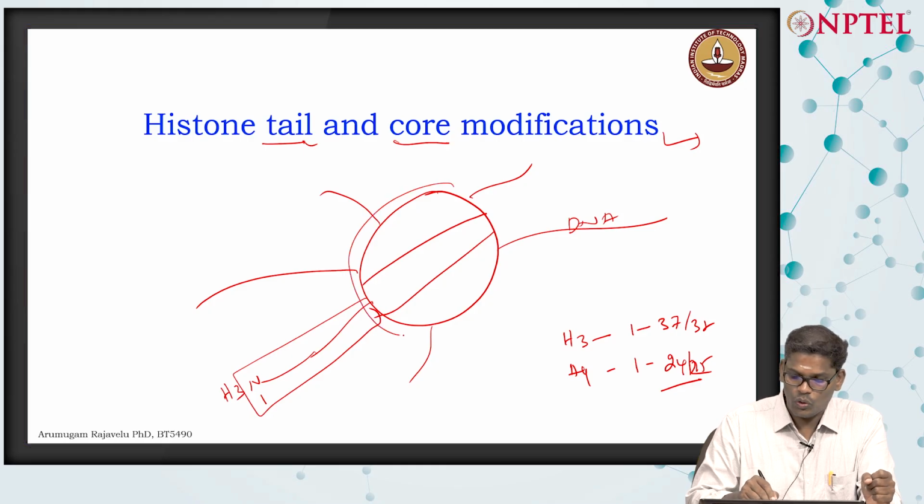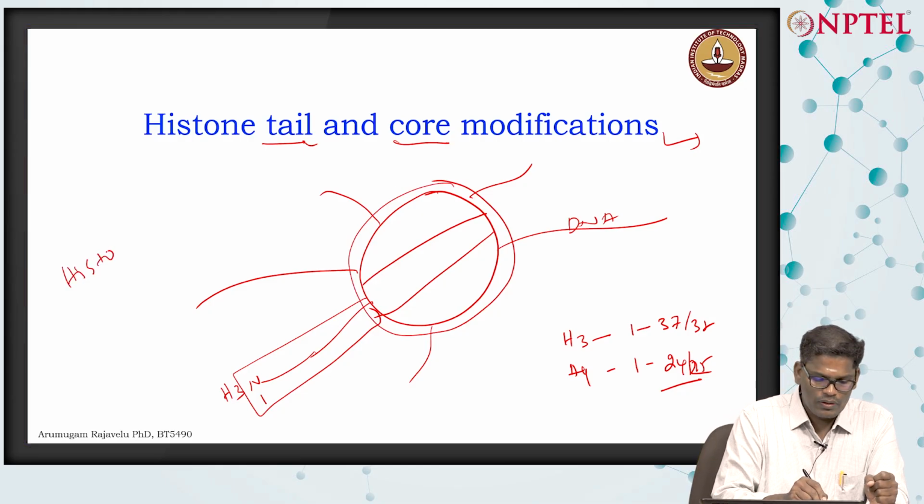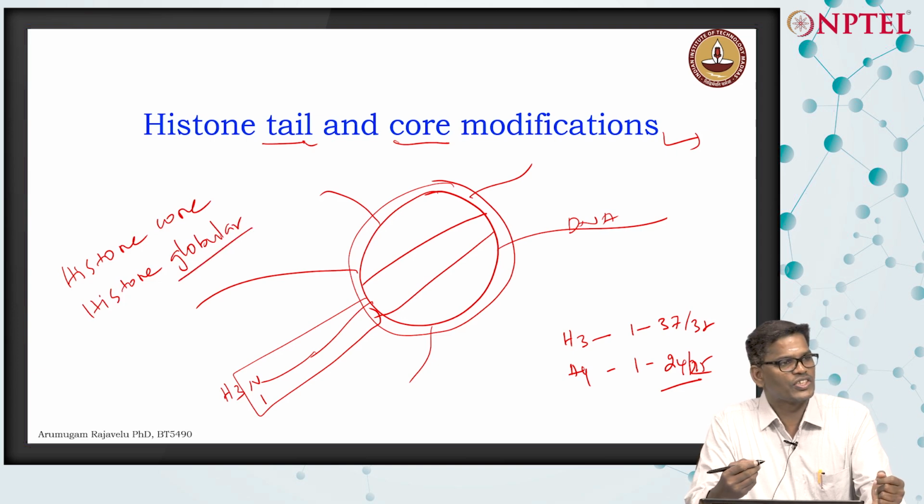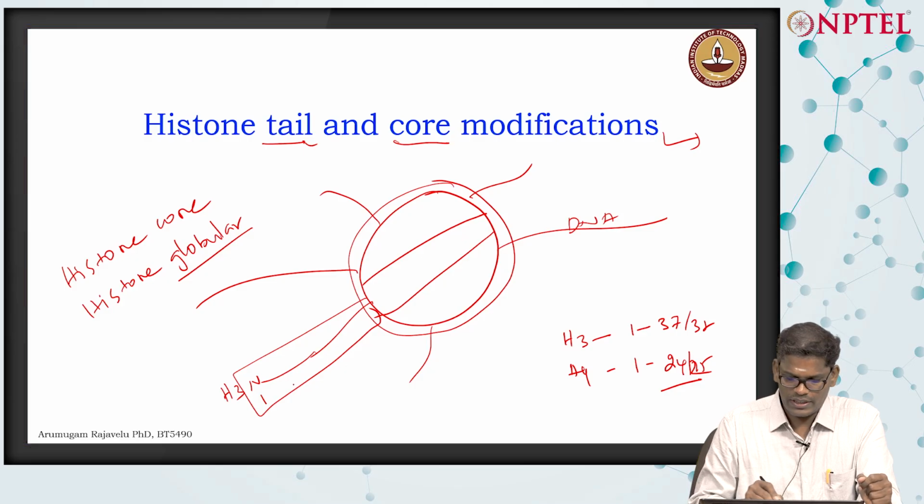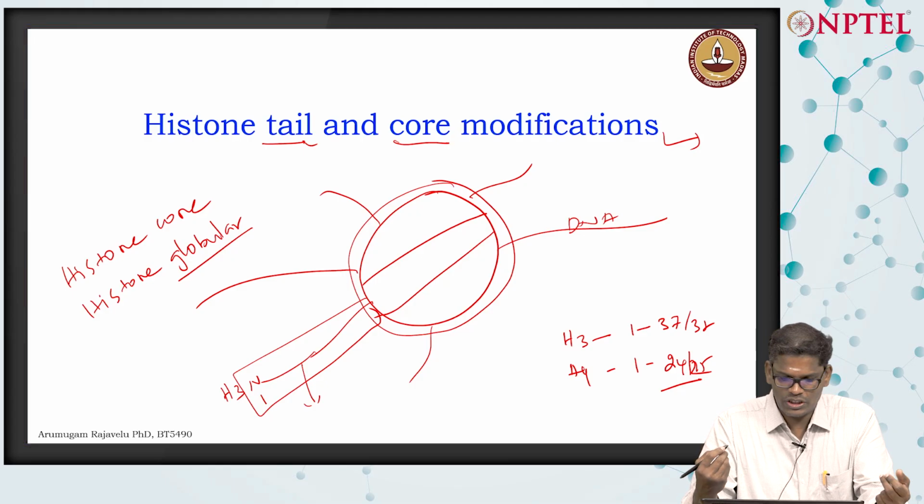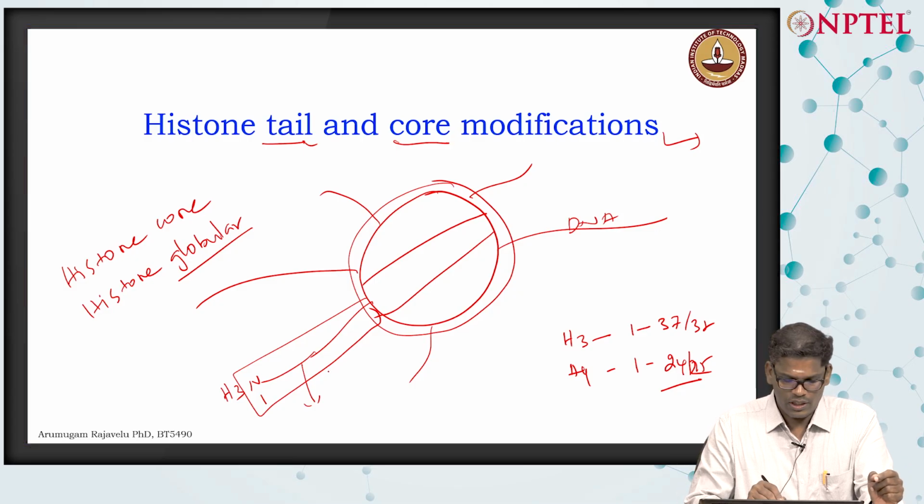This is the histone core, or globular domain. You can call it histone core or histone globular domain. Both terms you will find in textbooks or literature. Whatever modifications are present on the tail, you will call histone tail modifications, with their associated functions, activation and repression. And there are modifications that happen in the core. When I explain the core modifications, you will understand how they function.